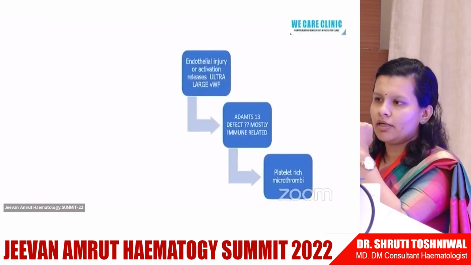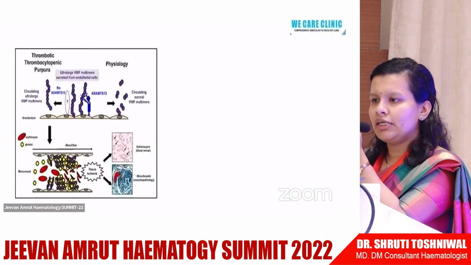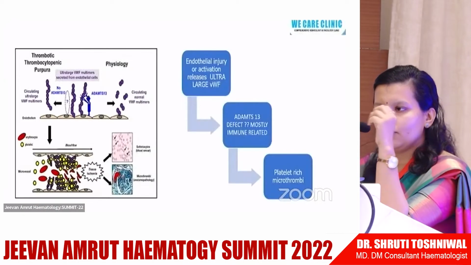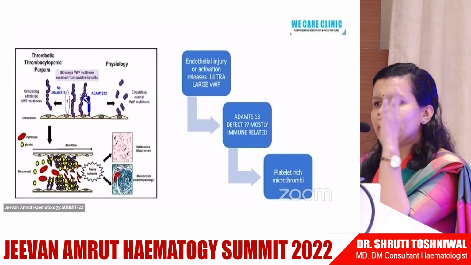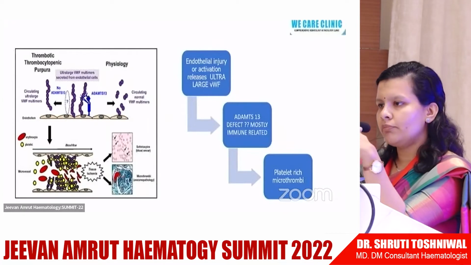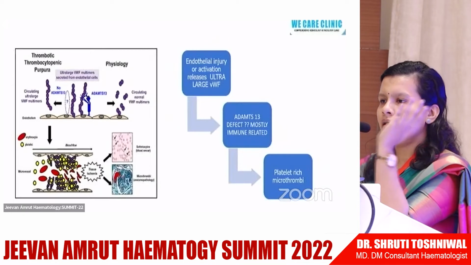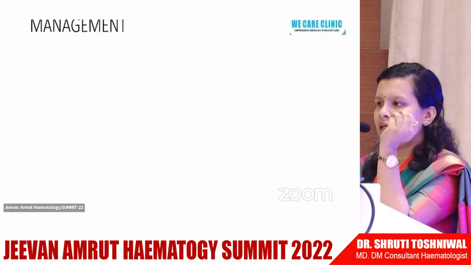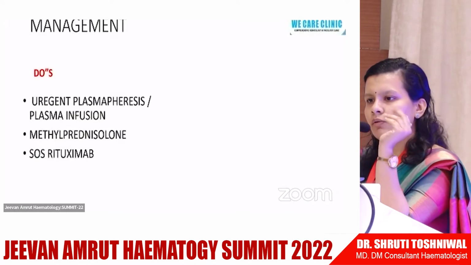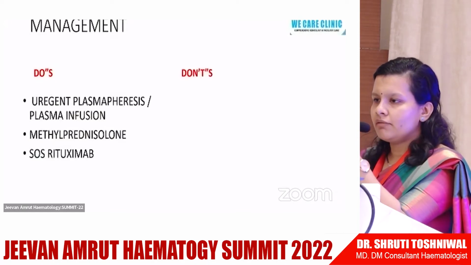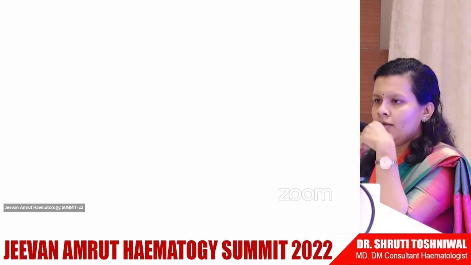So why does TTP occur in dengue? This is the normal pathophysiology of TTP. In dengue, there is endothelial injury, and activation and release of ultra-large von Willebrand factor multimers. There is an ADAMTS13 defect, mostly immune mediated, which causes platelet-rich microthrombi and then leads to TTP. For management, the dos: we give urgent plasmapheresis, plasma infusion, methylprednisolone, and rituximab as needed. The don'ts: we do not transfuse platelets in TTP because it aggravates the condition.